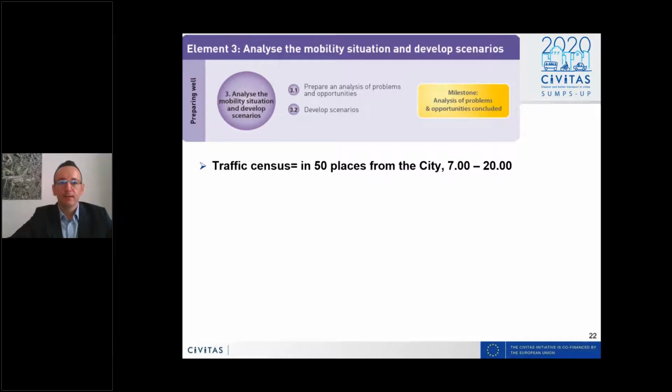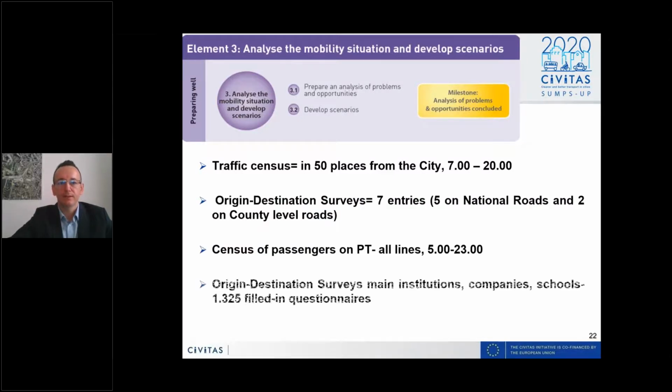When it came to element 3 of this first phase of the SUMP cycle, analyzing the mobility situation and developing scenarios, the importance of the current analysis applied to the overall transportation modes was a very important stage, as it enabled us to have, let's say, a clear and real picture regarding the various problems that we have at the level of the city.